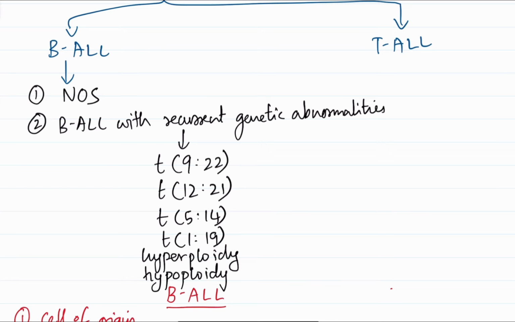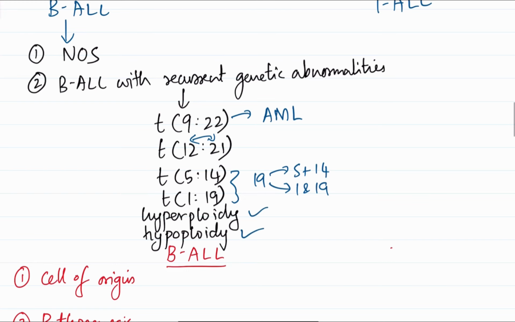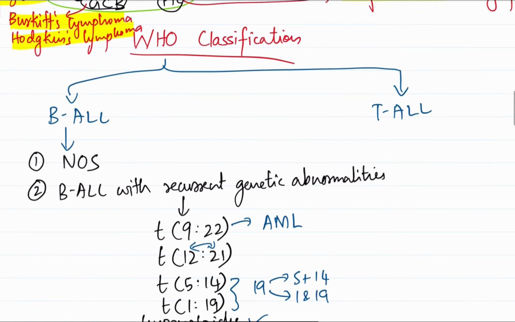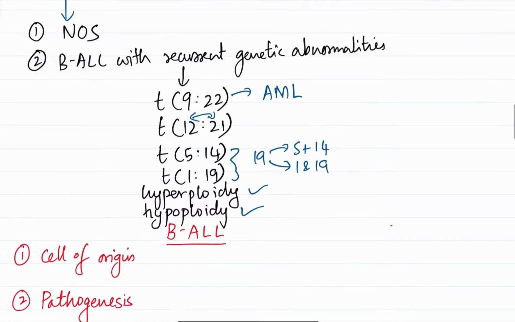Now how do we remember this? Well, it's not so easy to remember. This is famous. This involves the Philadelphia chromosome, the first one. It's also involved in AML. So translocation 9;22, and 12;21, well, the numbers have just rearranged, 1, 2 and 2, 1. That's how we can remember. The other two we can remember with the number 19. So 5 plus 14 is 19. And on the other hand, we have 1 and 19. So just remember roughly like that. There is no other way which I know of. And then we have hyperploidy and hypoploidy. So this is how the ALL is classified.